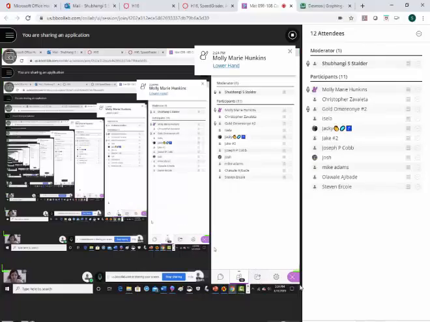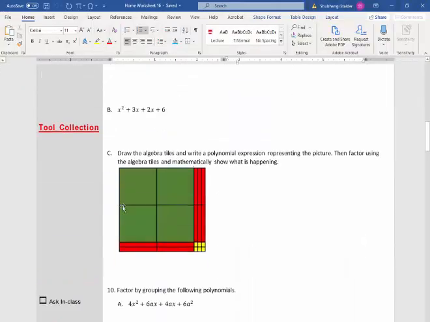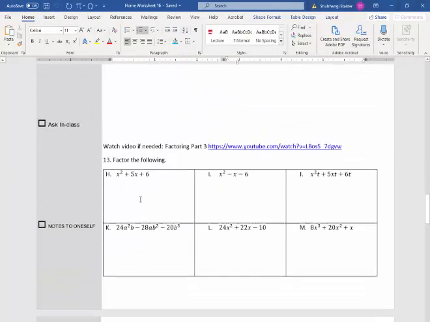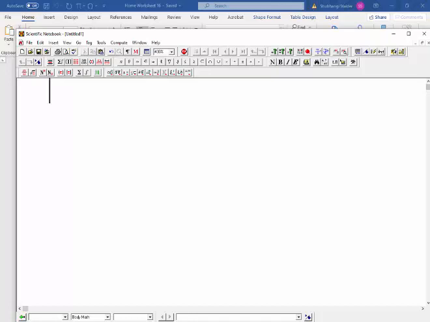Can you go over 15? Yeah. Which one? 16? 15. Oh yeah, determine how to reorganize the quadratic to complete squares so that it's in this format. All right, so I'm going to open here to write here. And let's see. Can you read me the polynomial, the first one? So this is 15a.